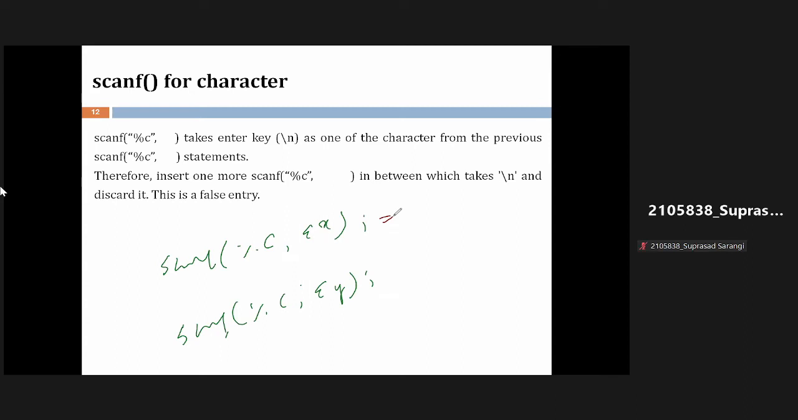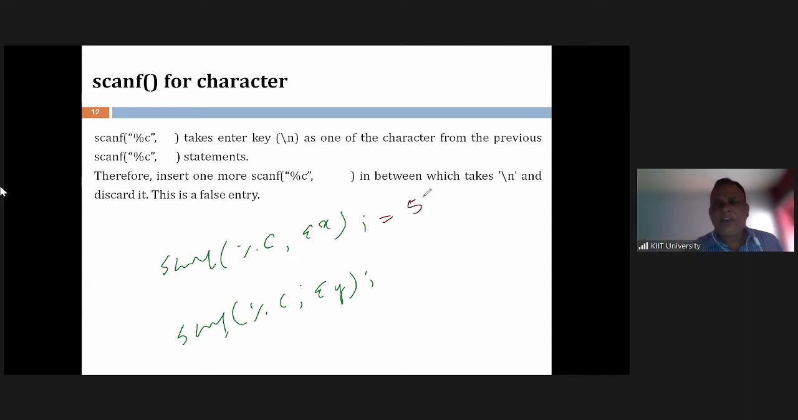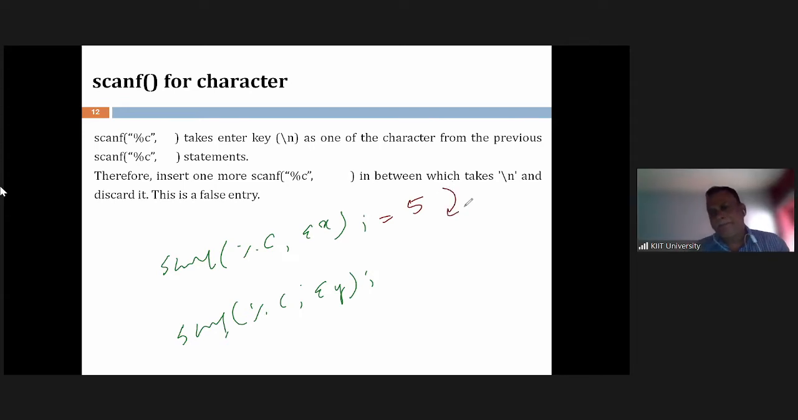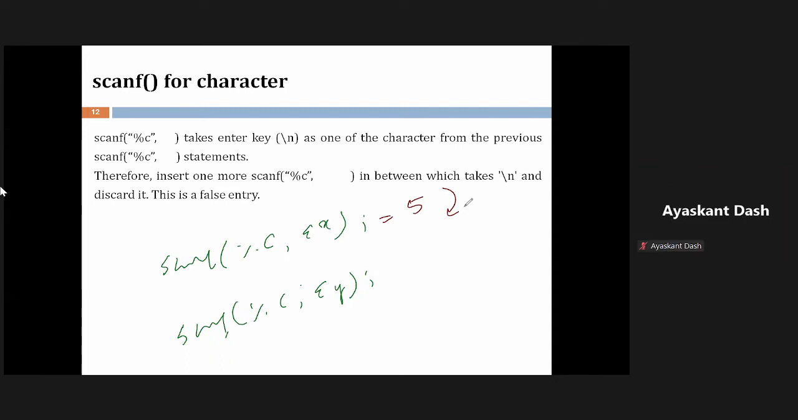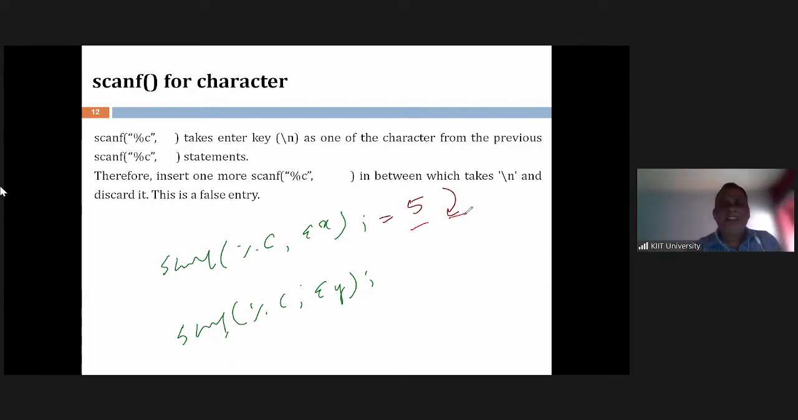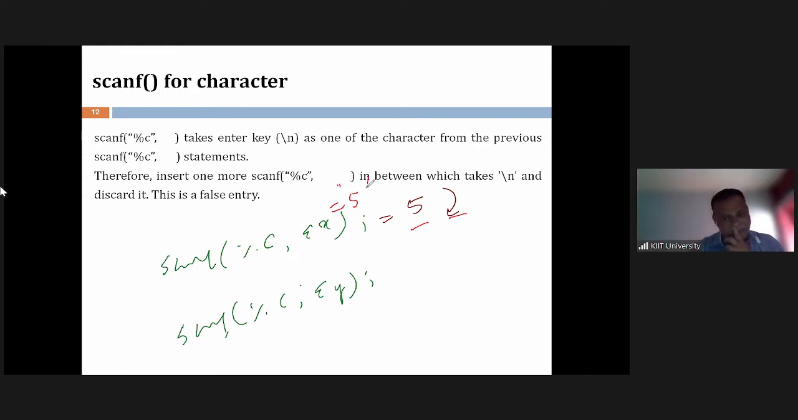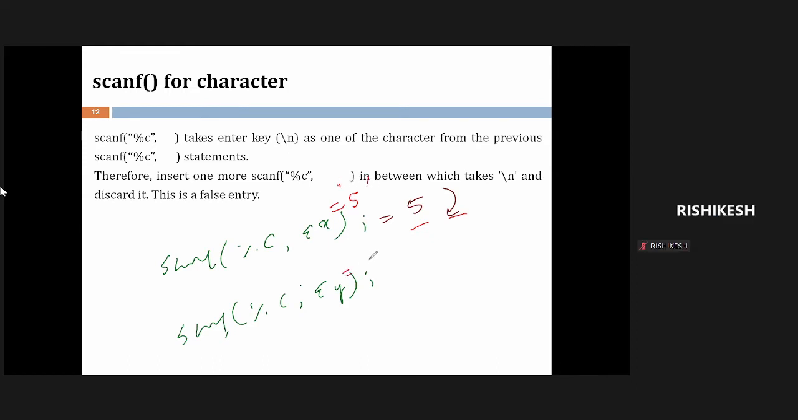Then suppose I'm giving a value 5 and then press enter. How many characters did I supply? Two. One is 5, one is enter. And who will accept 5? X, meaning the ASCII value of 5. And who will accept this enter? Y will accept this enter.